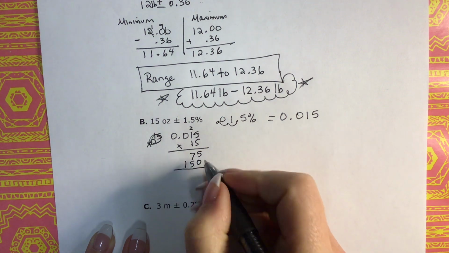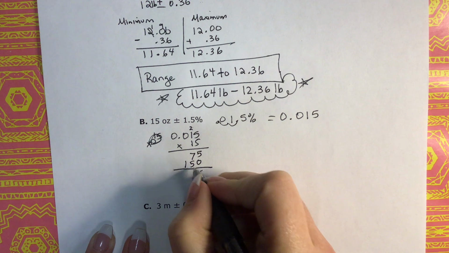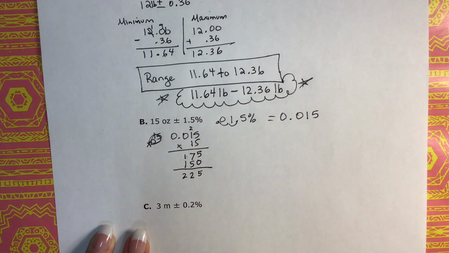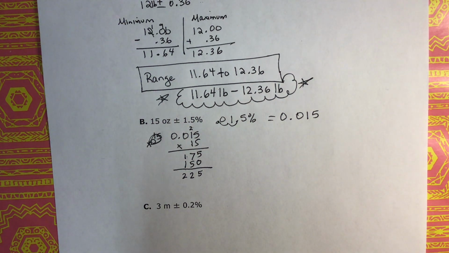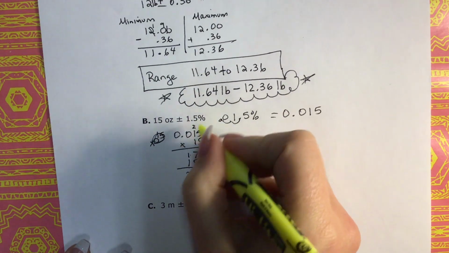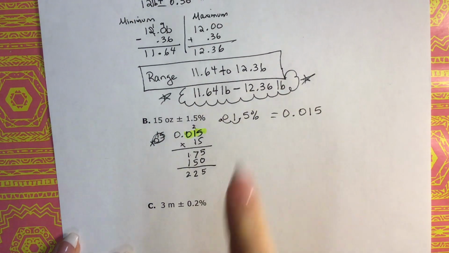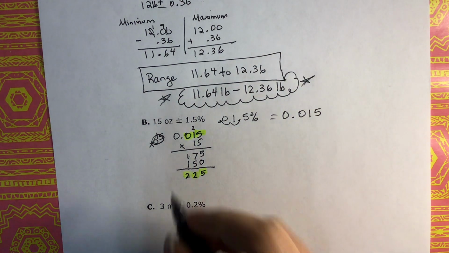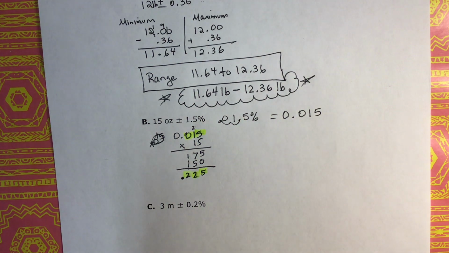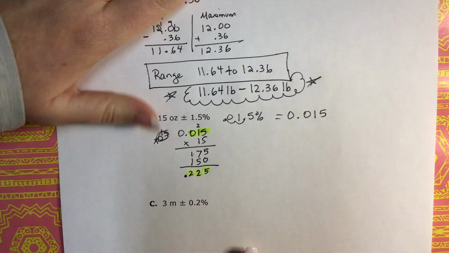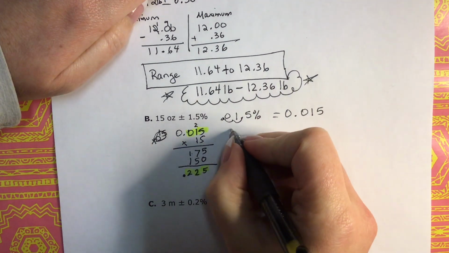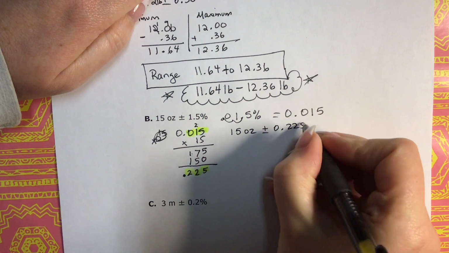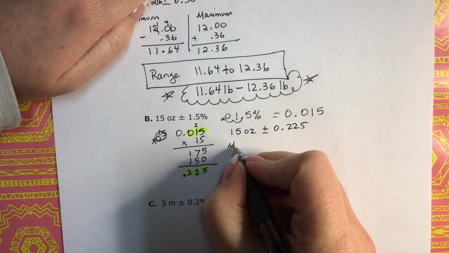Then we add. 5 plus 0 is 5. 7 plus 5 is 12, the 2 carry the 1, and then 1 plus 1 is 2. Now we need to figure out where we put our decimal. You count up the decimal places. There's 1, 2, 3 decimal places. That means we go 1, 2, 3, and we put our decimal right there. So we're going to be doing 15 ounces plus or minus 0.225.